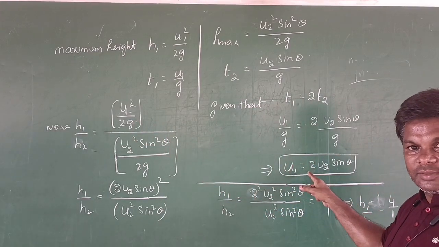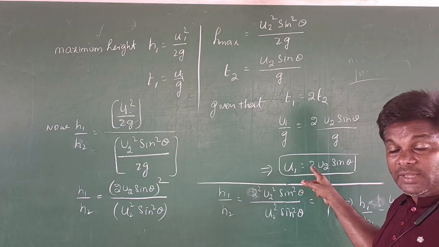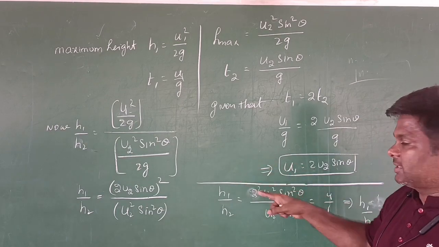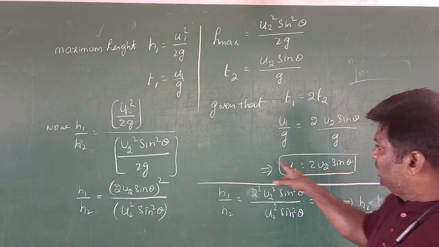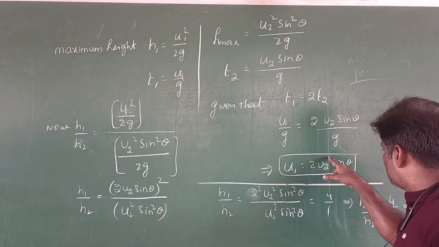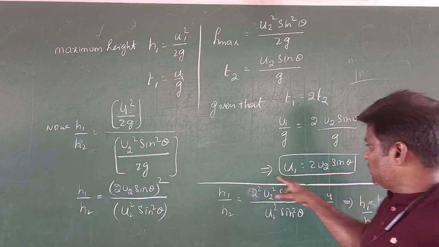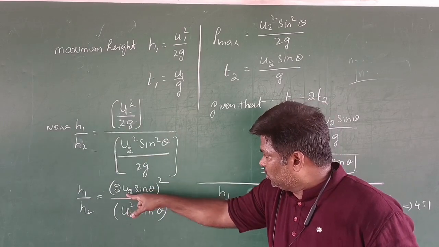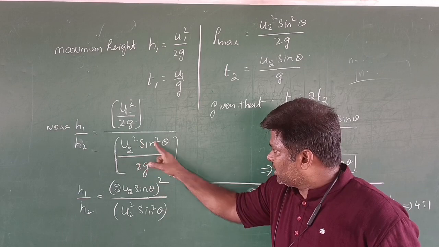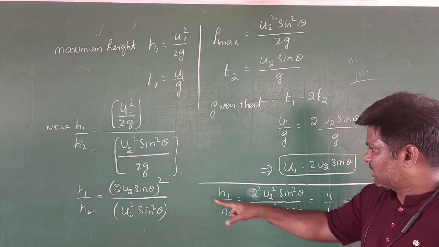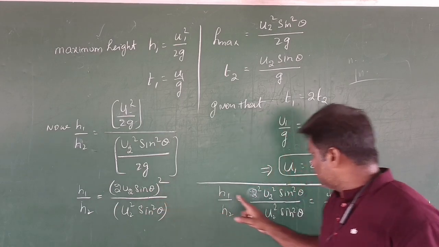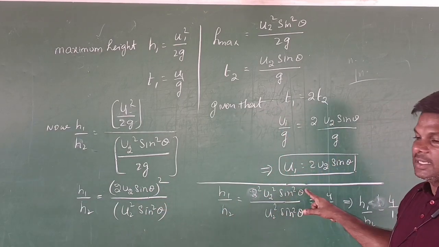Understand why we did this? Because it is very useful in our next step. U1 is equal to 2U2 sin theta. Instead of writing U1 square, you can write 2 square U2 square sin square theta, that's what I have written here. Look, U1 is 2U2 sin theta whole square. In the next step, H1 by H2 is equal to 2 square U2 square sin square theta over U2 square sin square theta.